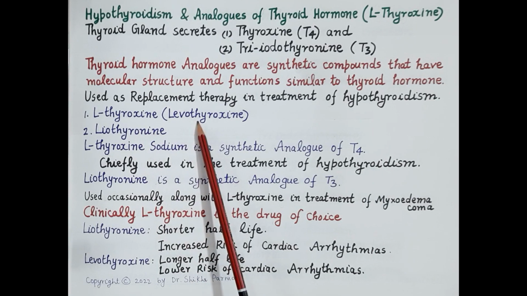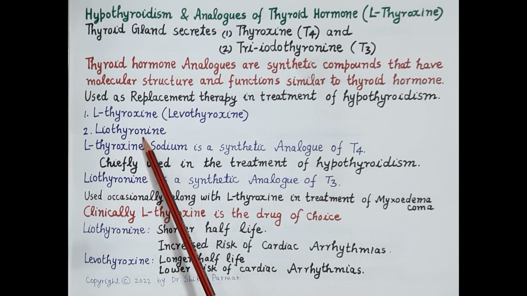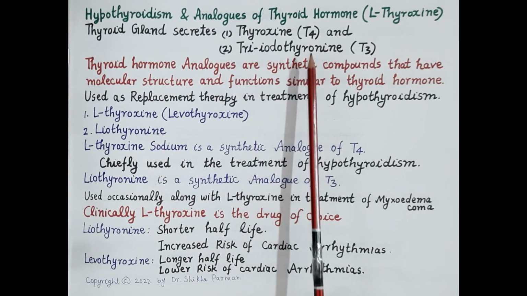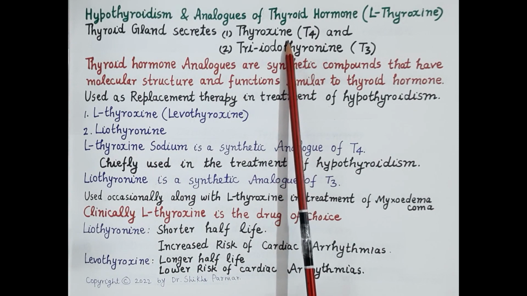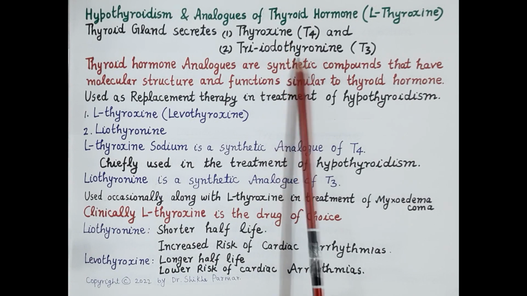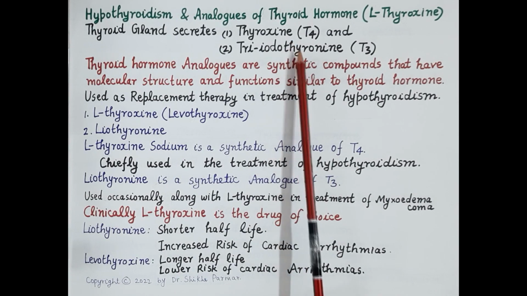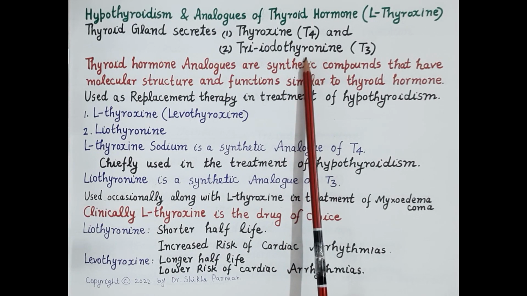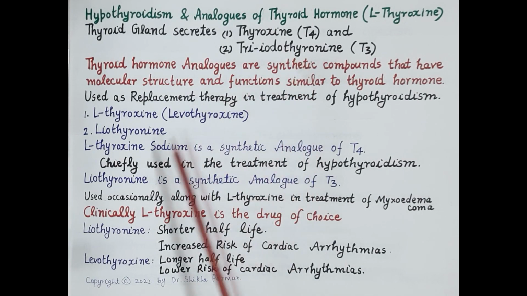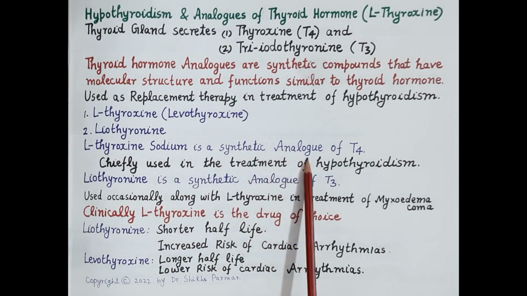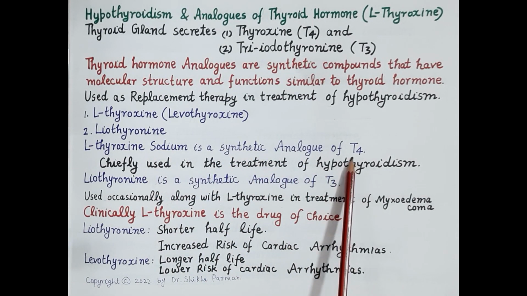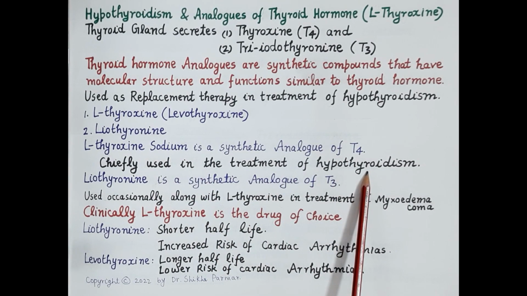Now, L-Thyroxine or levothyroxine is the analog of T4, while L-Threonine is the analog of T3. Very important to understand here is that T4 hormone, that is thyroxine, is largely inactive, whereas T3 is active. And in our body, this inactive thyroxine is converted to active T3 by many organs, most important being liver and kidneys. So, L-Thyroxine sodium is a synthetic analog of T4 and is chiefly used in the treatment of hypothyroidism.